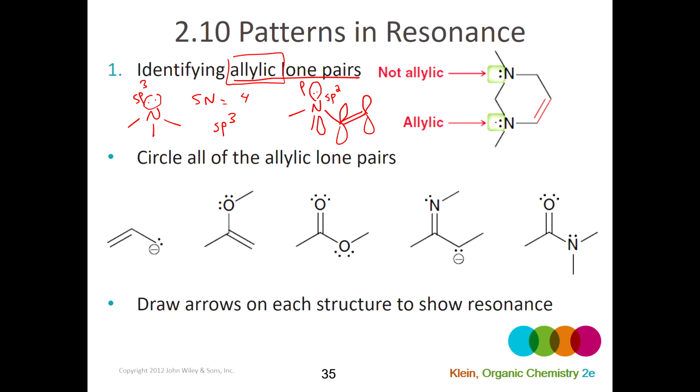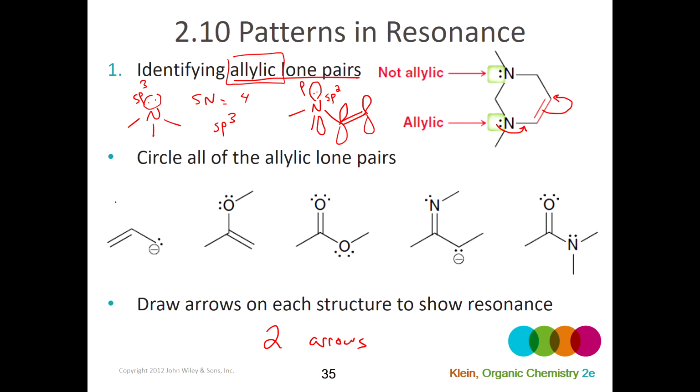So my allylic lone pair can be involved in resonance. It can move in here. That would create a 5-bonded carbon, though, so I'd have to also move these onto the next carbon over. So when we're doing allylic lone pairs, we're always going to have 2 arrows.